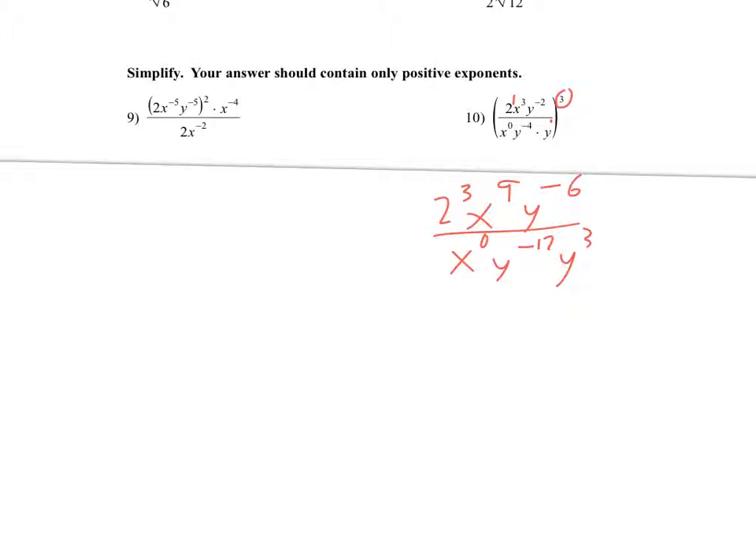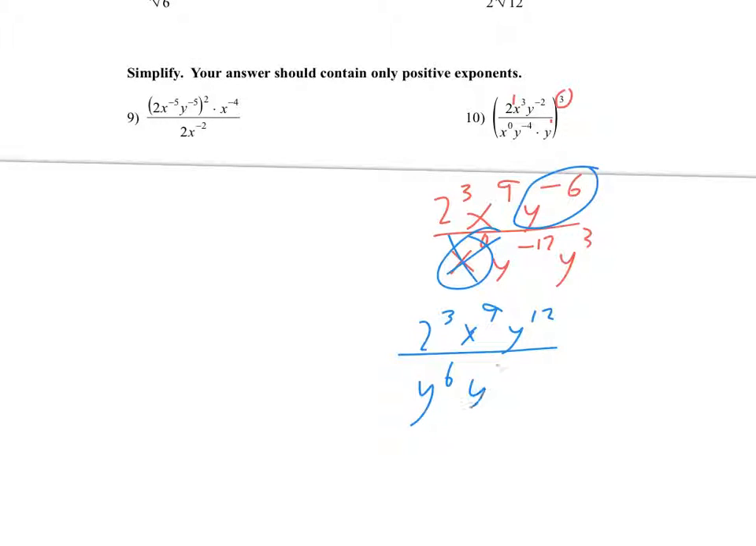Next up, I would actually move negative exponents. So I got 2 to the 3rd on top. I got x to the 9th is going to stay put. Y to the negative 6th, I'm going to move to the bottom. X to the 0, I'm actually going to cross that off. It's really 1, but since it's multiplying other stuff, it's irrelevant. So then I have y squared on top and then y to the 3rd on bottom.